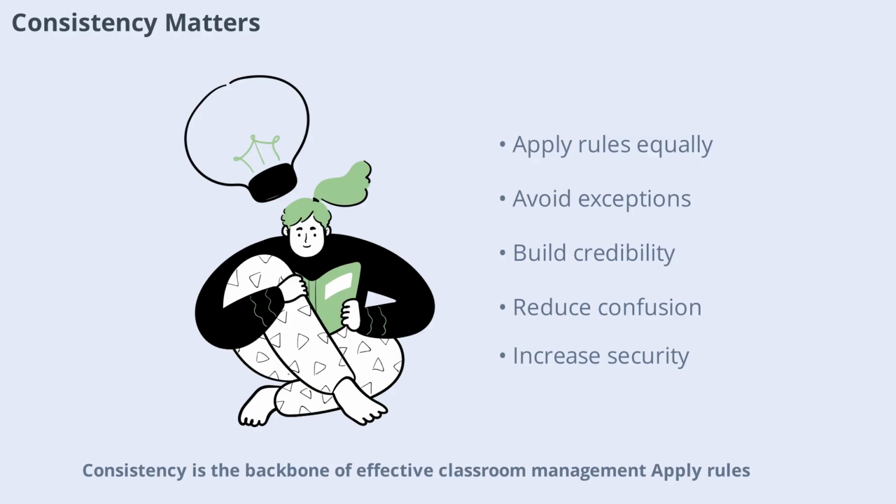Consistency is the backbone of effective classroom management. Apply rules, routines, and consequences the same way for all students. Avoid making exceptions unless absolutely necessary, as inconsistency can lead to confusion and resentment. When students know what to expect, they feel more secure and are more likely to follow guidelines. Consistency also helps build your credibility as a fair and reliable teacher.